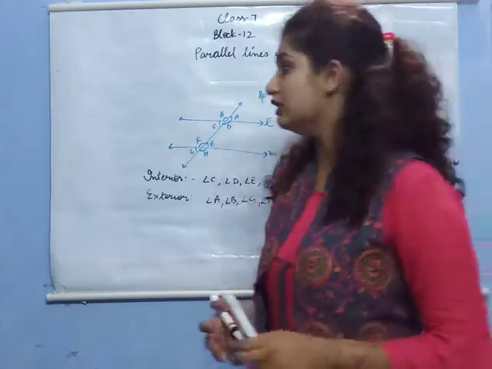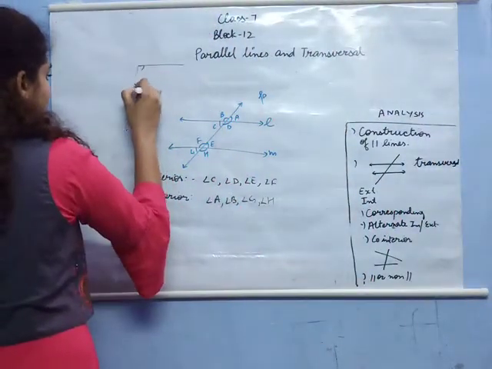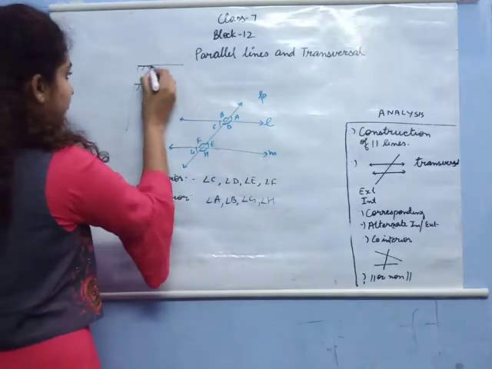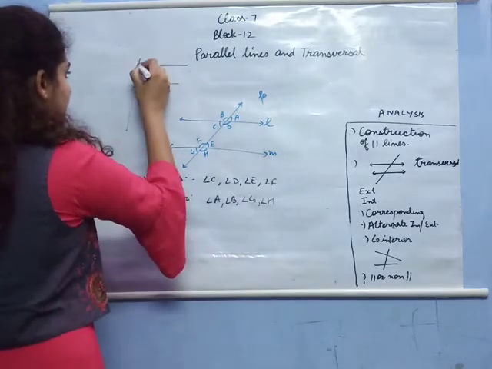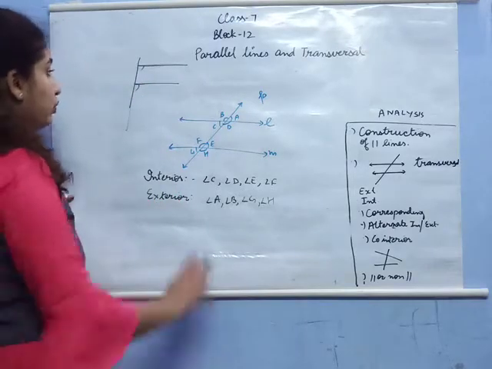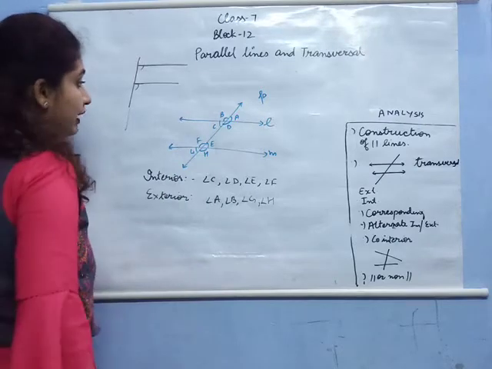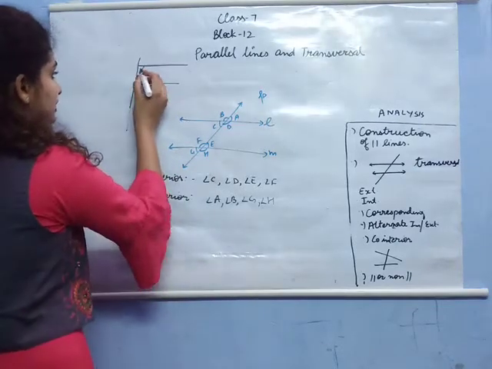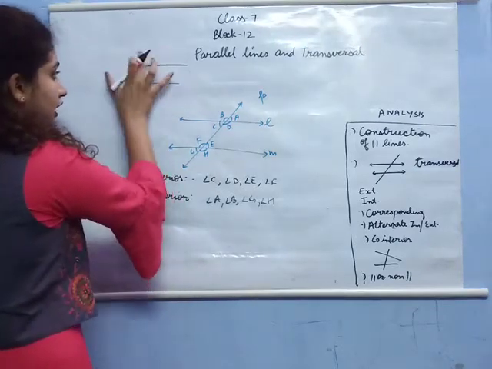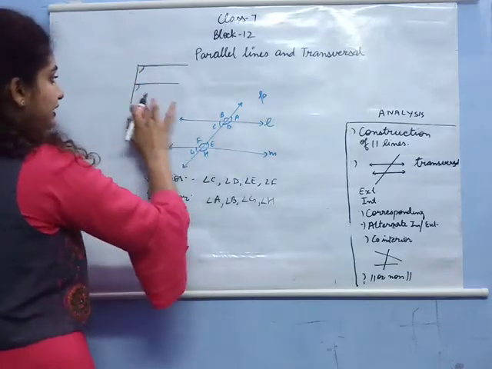Corresponding angles are the angles which make the figure F of the English alphabet. See, they are on the same side of the transversal, but one angle will be the interior and the other will be the exterior of the parallel sides. Right?